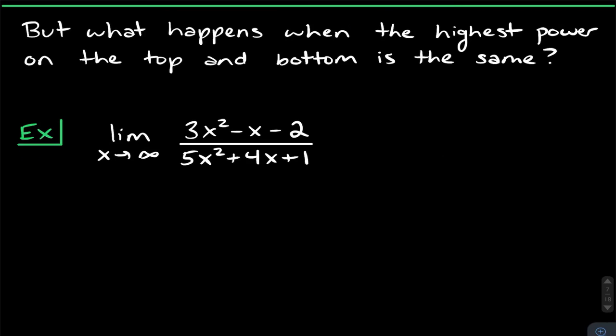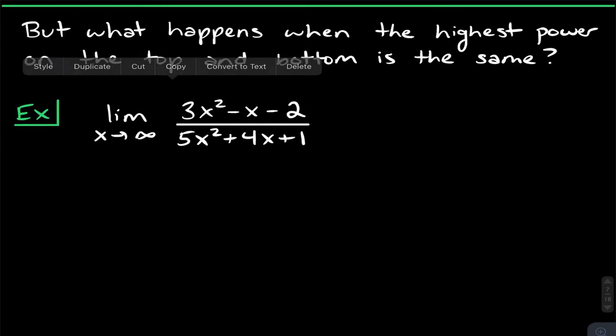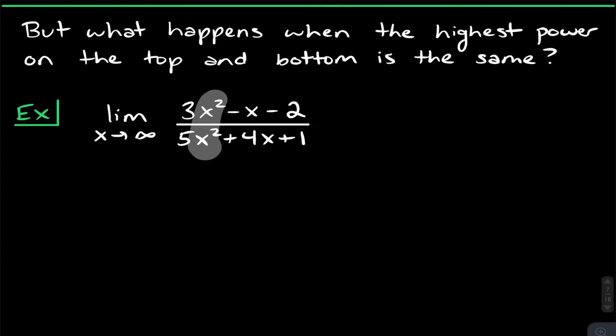So far we've done an example where the highest power of x was on the top, where the highest power of x was on the bottom, and now we're going to say, well, what happens if they're the same on the top and the bottom? Who wins that battle? And that's exactly what this example is. We have the limit as x approaches infinity of 3x squared minus x minus 2 all over 5x squared plus 4x plus 1. The highest power of x on top and bottom is the x squared, and that's shared on both top and bottom. So we're going to do that division trick again.